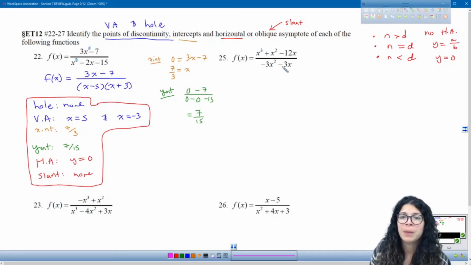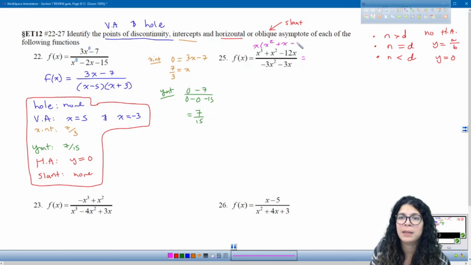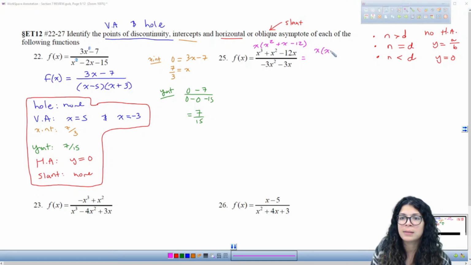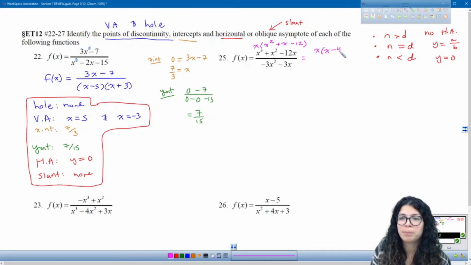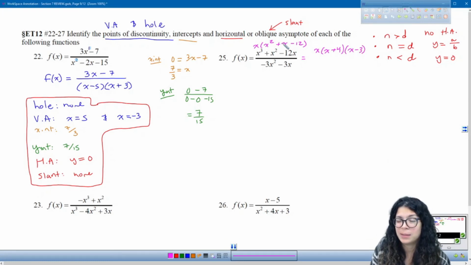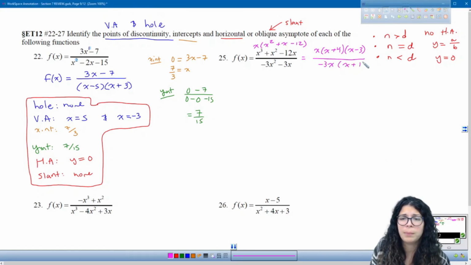On 25, again, you always want to start out with simplifying. Factor the top, factor the bottom. So if we factor out an x from everything, we're going to get x squared plus x minus 12. And then we can factor this because multiplies to negative 12 and adds to 1 would be 4 and negative 3. So the numerator will factor into x times x plus 4 times x minus 3, because we want to add to a positive 1. In the denominator, I could factor out negative 3x, and that gives me x plus 1.